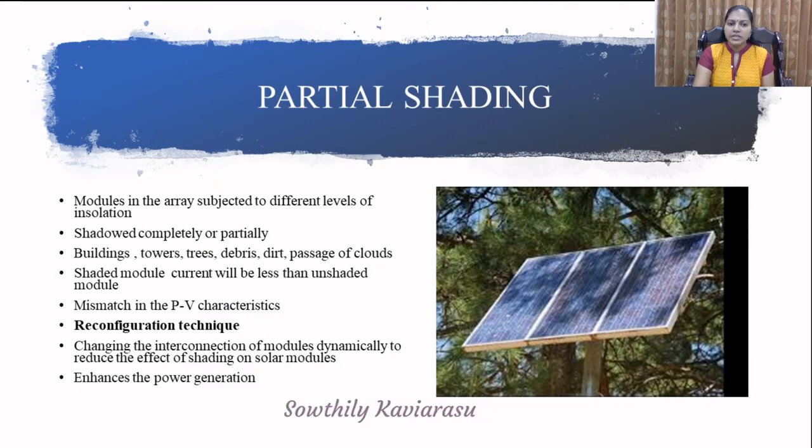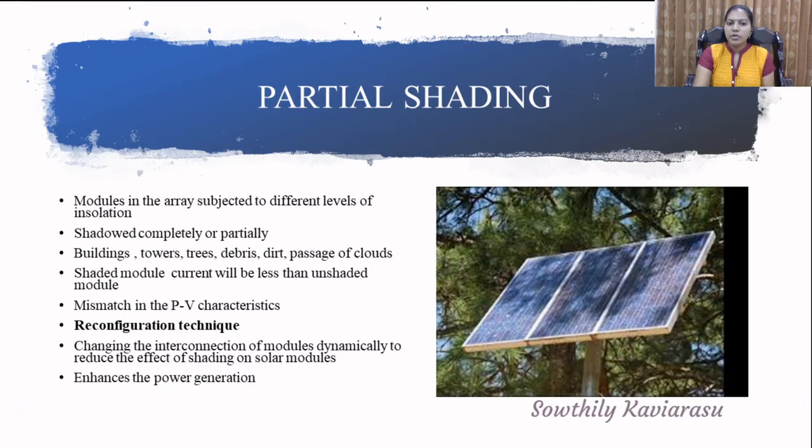Partial shading is when the modules in the array are subjected to different levels of insolation. That means due to cloudy conditions the insolation levels change. In the morning the insolation level will vary, and in the afternoon the insolation will be very high. The partial shading is shadowed completely or partially, due to buildings, towers, trees, dirt, and passage of clouds.